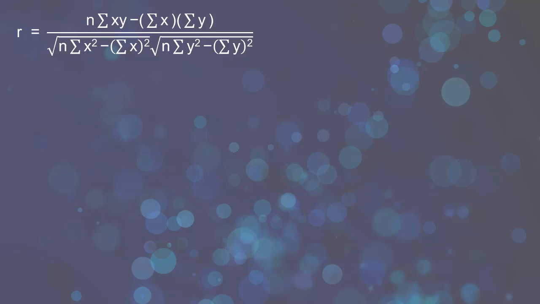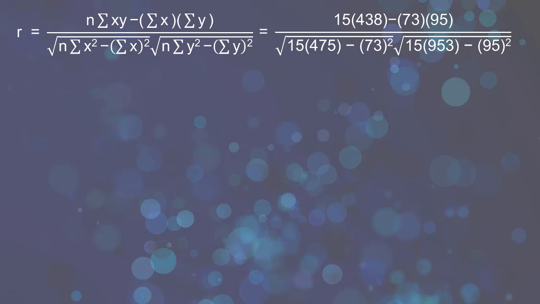The first square root has n times the sum of the x squareds minus the sum of the x quantity squared, and the second square root has n times the sum of the y squareds minus the sum of the y's quantity squared. So we're going to insert what we know. The n, remember, is how many data points we had, and in that situation we had 15. So we have 15 times the sum of the x times y. Well, the sum of the x times y's was 438, minus the sum of the x's, which was 73, and the sum of the y's, which was 95.